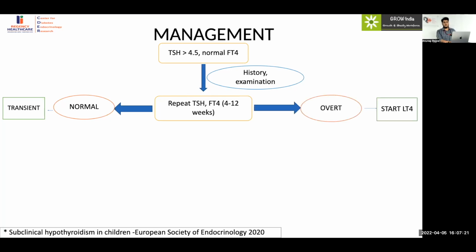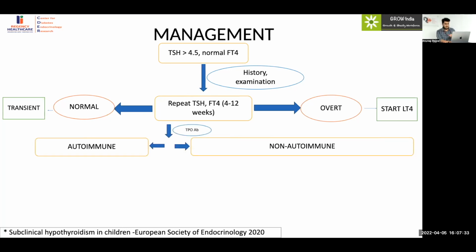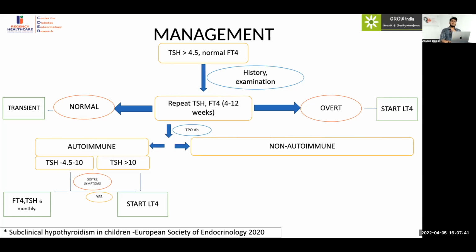And in case you repeat it, if it is showing overt hypothyroidism characterized by low FT4 levels and high TSH, then we need to immediately start treatment and also do a particular investigation to identify the cause. And in case the repeat investigation also shows features of subclinical hypothyroidism, the next most important investigation is to do TPO antibodies.